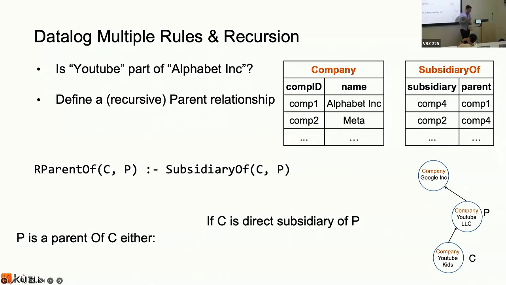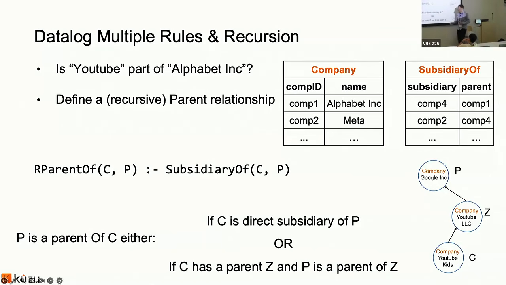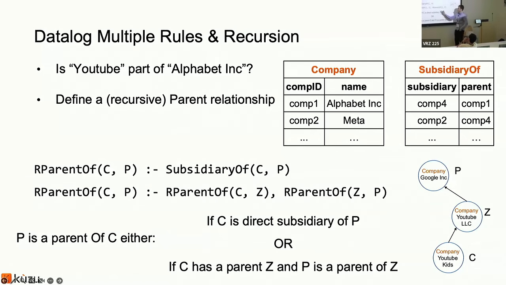So that's that rule. Or, and this is the recursive part, it is the case that there is a parent of C, Z, and Z's parent is P, okay? So you're in this indirect situation, and this is the recursive part. The way you would represent that is with this recursive relationship. It's a direct translation of this English sentence: whenever C has a parent Z and Z has a parent P, then P is the parent of C, okay? So there are these two rules.